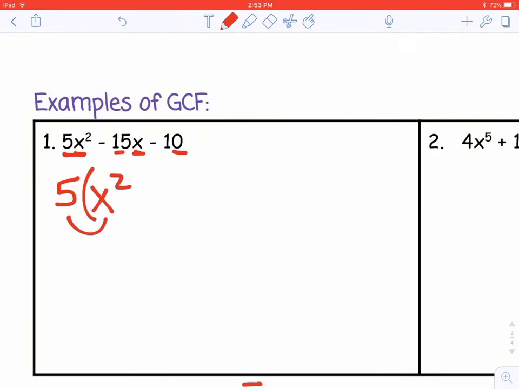Negative 15x divided by 5 would leave me with negative 3x. So again, if I multiply those back together again, it would give me the middle term. And then 5 times negative 2 would have given me back the negative 10 I started with. So our final GCF factored form is we took out a 5 and we have x squared minus 3x minus 2 left over. Since we're only looking at taking out a greatest common factor right now, we would just stop there and not factor it any further yet.